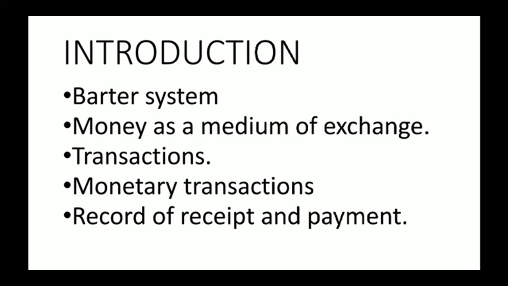The very next point mentioned here is transactions. We have already understood this. Monetary transactions also we have understood. The last point is the most important point. It is record of receipt and payment. Understand. You might have heard many a time that a person is preparing accounts, or a person is working as an accountant. So what do these people do? In whichever firm or at any place where they are hired as an accountant, they keep a record of everything that is happening in that particular business.